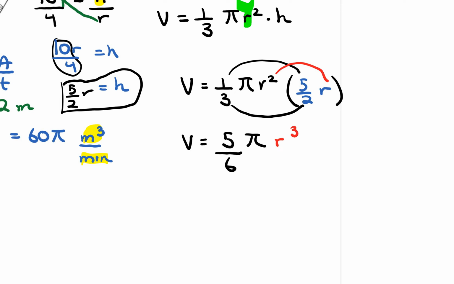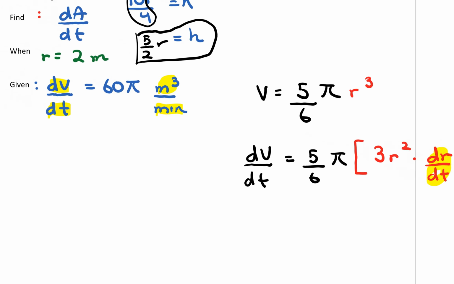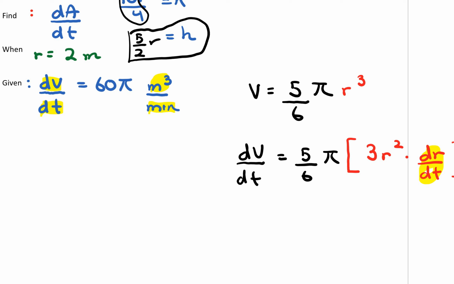And then from here, you should go ahead and find dV by dt. So dV by dt equals 2. All right, my constant is 5 over 6 pi, so the constant remains. And if I take the derivative of my radius with respect to time, that's going to be 3r squared times dr by dt. Okay, and we have enough information to find dr over dt, and that's exactly what we're going to do. So if I go back to my original problem here, we know that, using a blue marker, my radius is 2 and my dV over dt value is 60 pi.